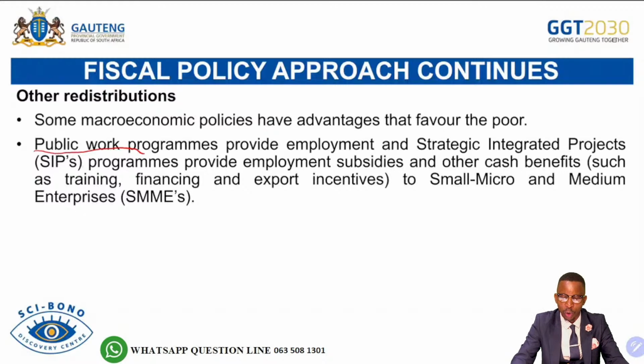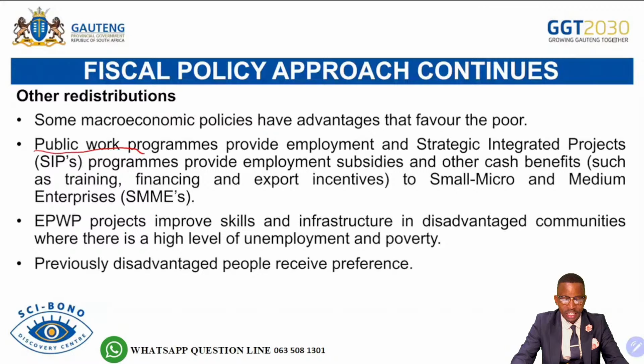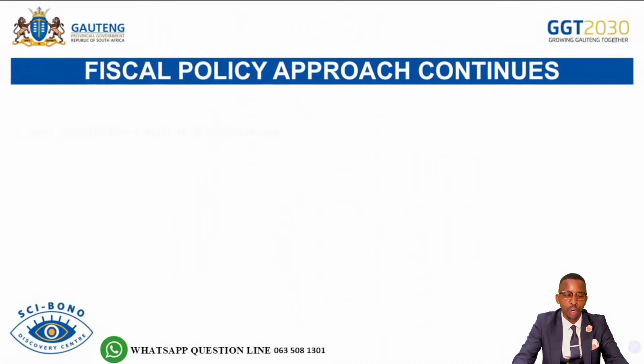And then also we talk about strategic integrated projects. Like SIP, they provide employment subsidies and other cash benefits such as training, financing, and export incentives to small, micro, and medium enterprises. These are EPWP being mentioned. Also, I've explained them previously. Disadvantaged people receive preference in these projects mentioned above to improve their level of economic development. And then land redistribution and land restitution.